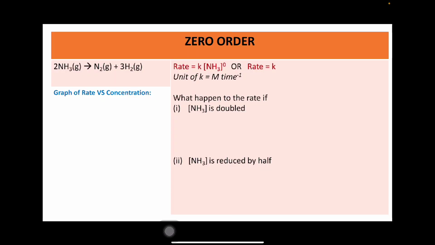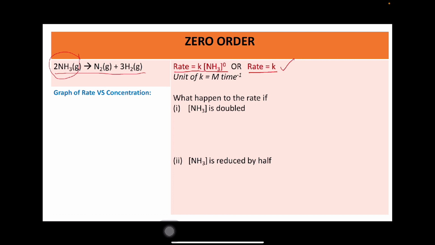So what is the example of a reaction that undergoes zero order? The example is the decomposition of ammonia. Decomposition of ammonia follows zero order. So we can write the rate law for this decomposition as rate is equals to k concentration of ammonia to the power of 0. Remember, rate law only involves the reactant only. Or we can just write rate is equals to k. Usually we will just write rate is equals to k for zero order.